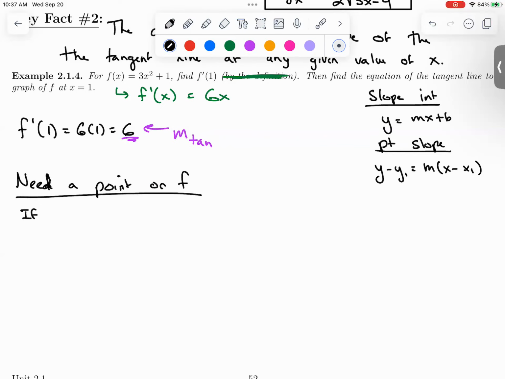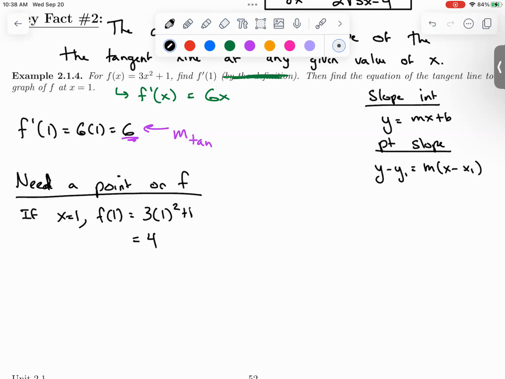Well, if x equals 1, then f of 1 is equal to 3 times 1 squared plus 1. Now, I know you could do that calculation in your head. Sure, fine, no big deal. The reason why I'm writing it out in particular is to remind us that this is the function, not the derivative. We're not plugging this value into the derivative. We plugged x equals 1 into the derivative to find the slope, but to find the point on the curve f itself, we have to plug it into the original function. And that will be 4.